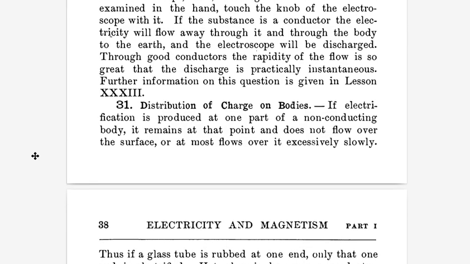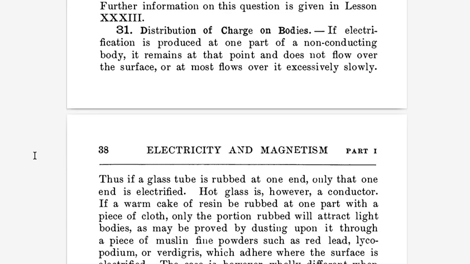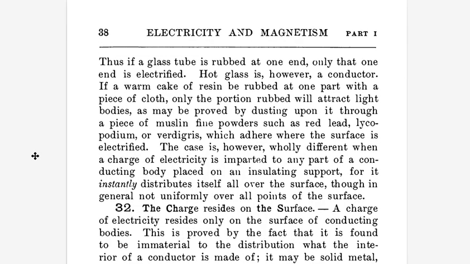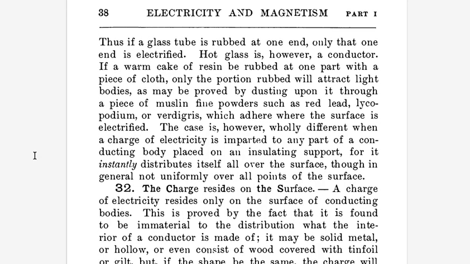31. Distribution of charge on bodies. If electrification is produced at one part of a non-conducting body, it remains at that point and does not flow over the surface. Or at most flows over it excessively slowly, thus if a glass tube is rubbed at one end, only that one end is electrified. Hot glass is, however, a conductor. If a warm cake of resin be rubbed at one part with a piece of cloth, only the portion rubbed will attract light bodies. As may be proved by dusting upon it through a piece of muslin fine powders such as red lead, lycopodium, or verdigris, which adhere where the surface is electrified.